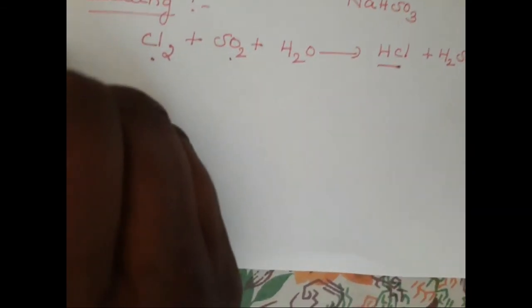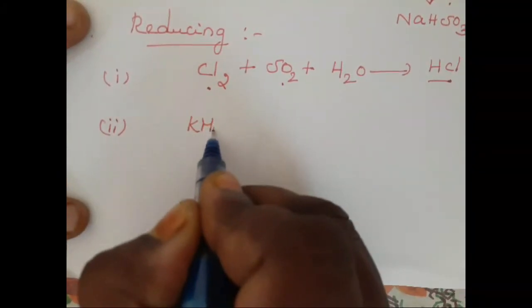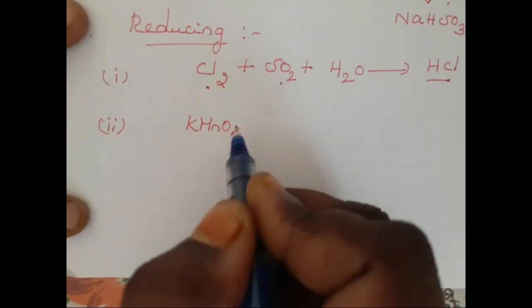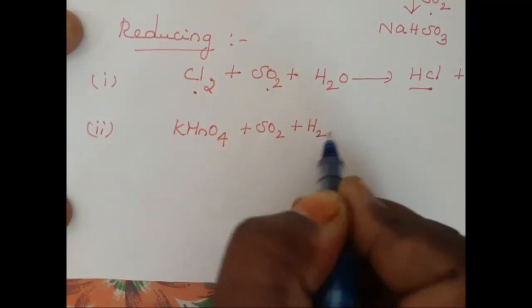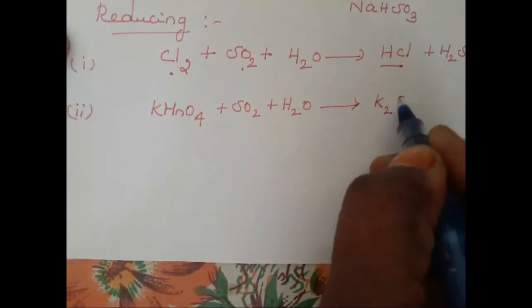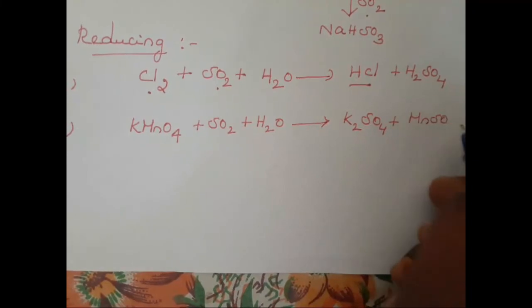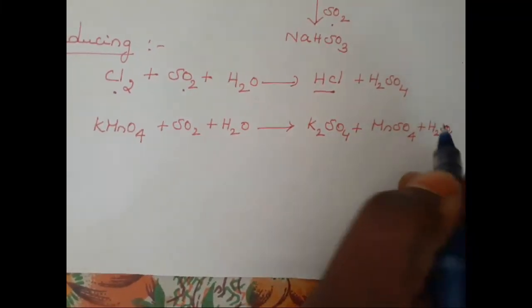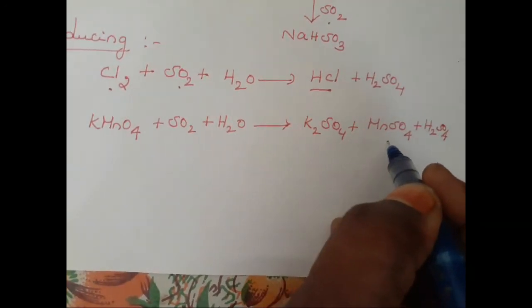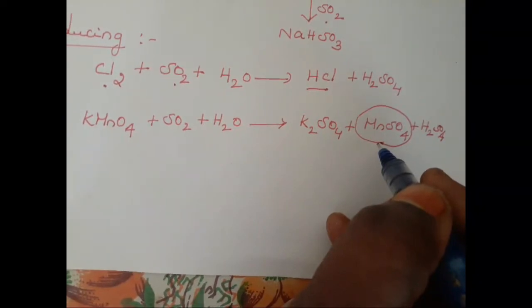Now let us see the second reducing property here. KMnO4, you all know that it's potassium permanganate. When it is treated with aqueous sulfur dioxide, it produces potassium sulfate plus manganese sulfate plus sulfuric acid. Right, children? The formation of manganese sulfate indicates that KMnO4 has been reduced here. Am I right?